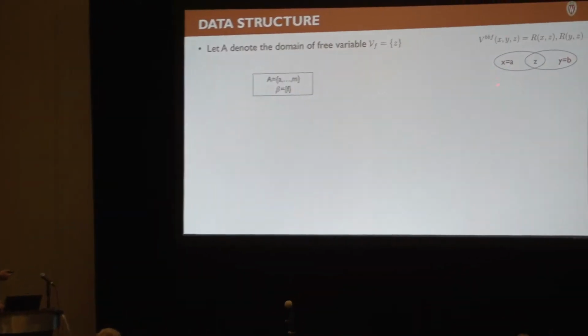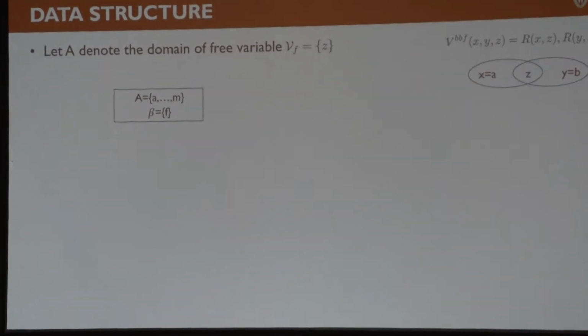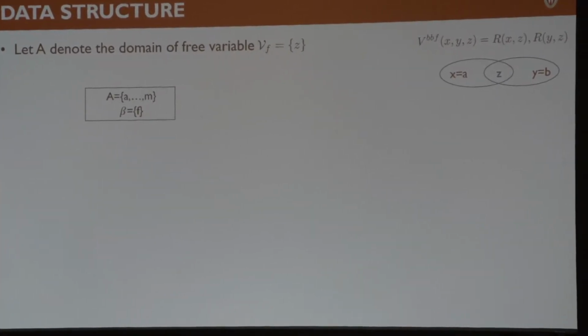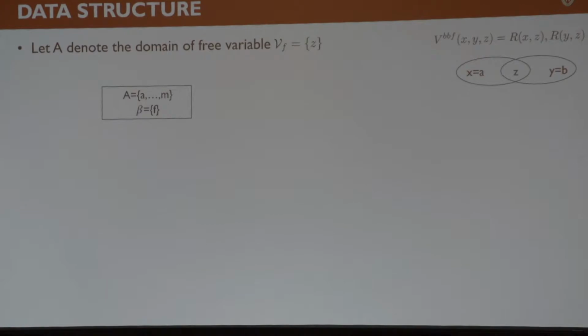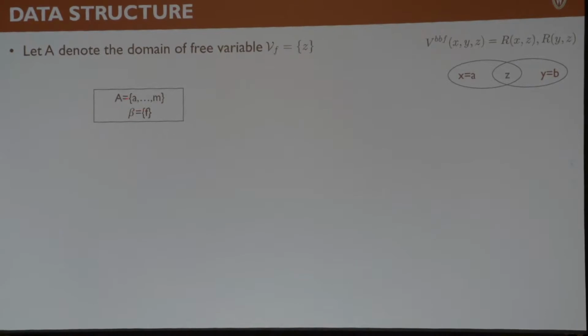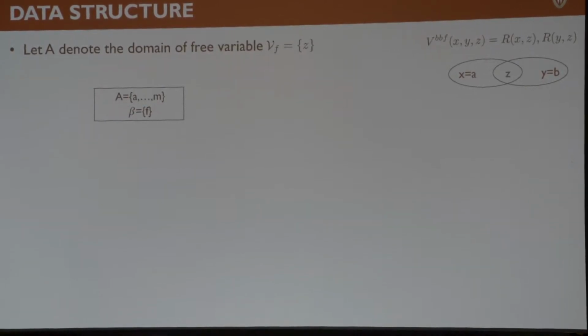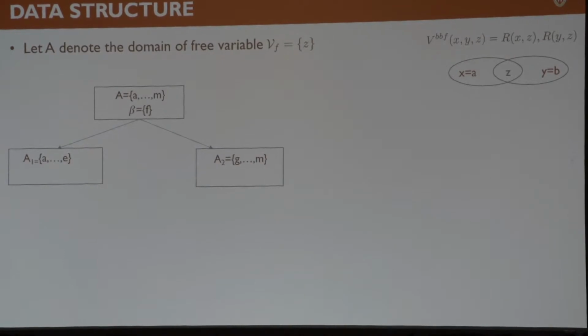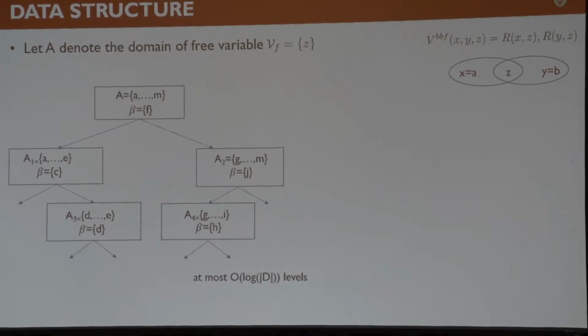So again, I have my 2-path query here. Suppose A is the domain of the free variable. I will create my binary tree in this particular fashion. The root node contains the domain of the free variable. In this example, I'll take A to M, and in this root node, I will pick a split point beta. I will partition this domain into 2 different halves. The left node A1 has A to E, the right node has the domain G to M, and then I will recursively keep doing this partitioning until I have O(log D) levels. I will come back in a minute to say how we do this partitioning.